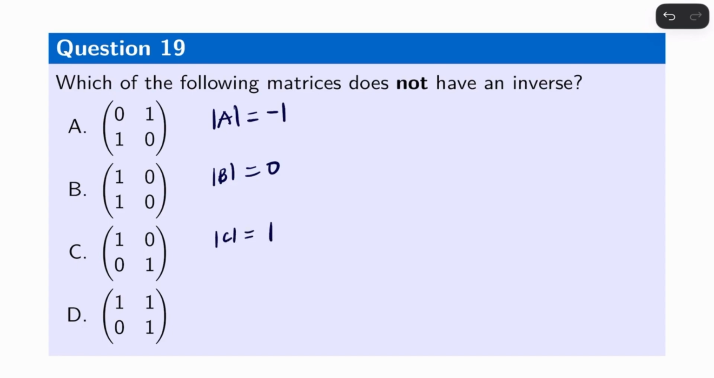With the last one, we have 1 times 1 is 1, then 0 times 1 is 0. So the determinant of the last matrix is equal to 1. And so here we have this determinant to be 0. And so the matrix in option B has no inverse because its determinant is 0.